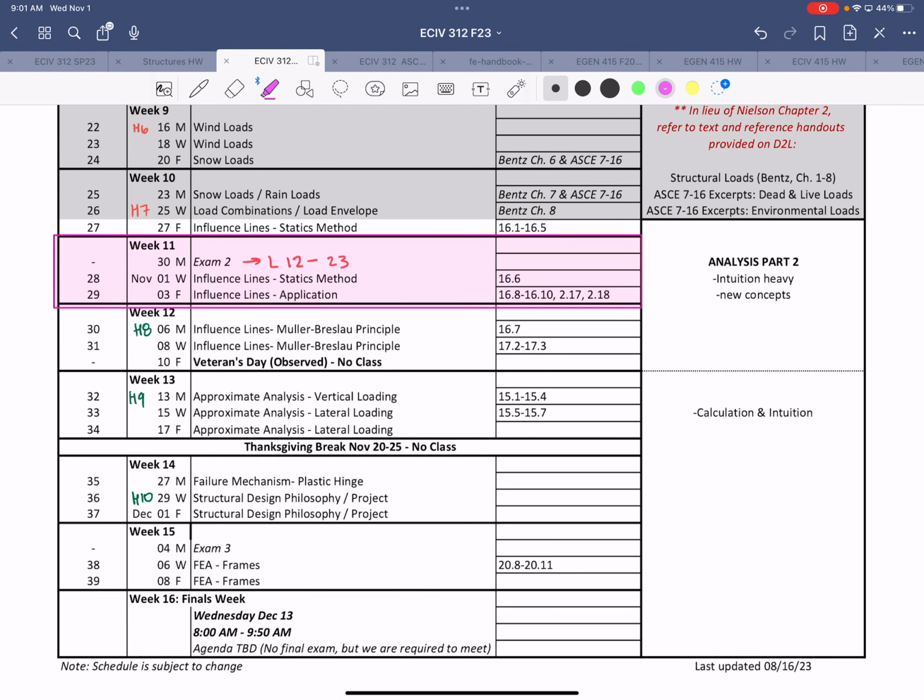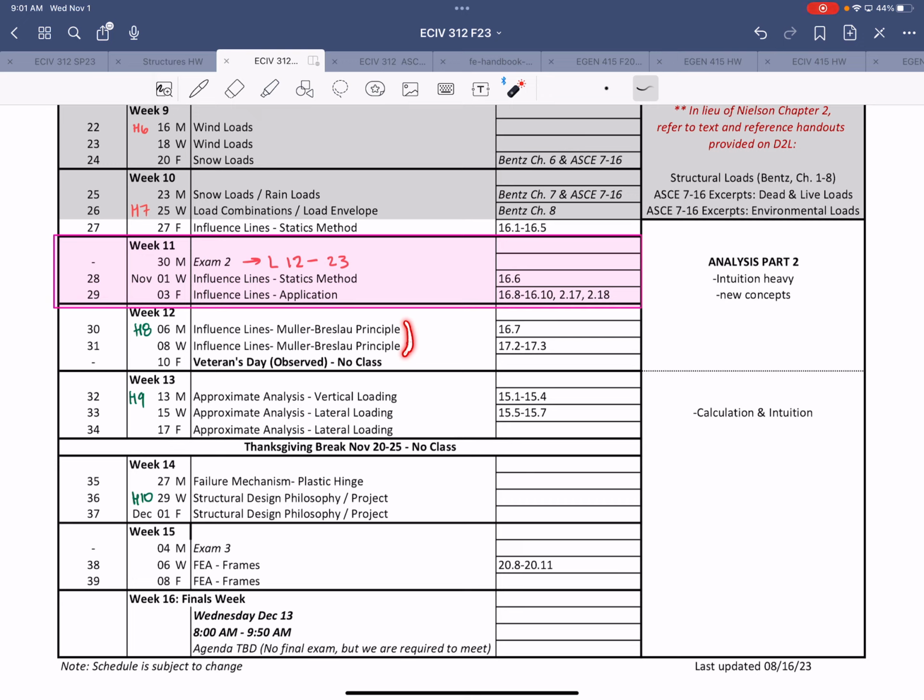This week, we're going to finish talking about the statics method for developing influence lines, and that'll be today, really. And then on Friday, I'm going to show you applications of influence lines. So once you've created an influence line, what do you do with it, and how do you use it? Then next week, we will go through a different way of constructing influence lines.